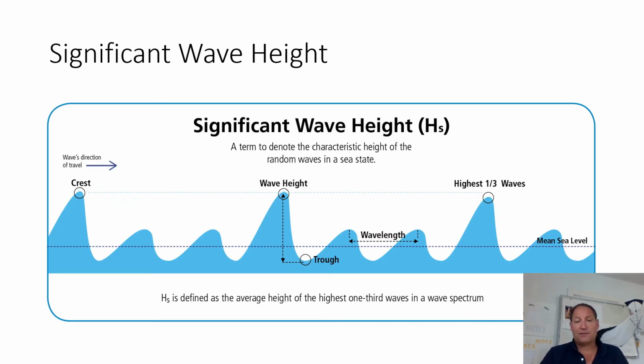Now, waves come in lots of different heights and lots of different shapes, so it's kind of difficult to describe how big a wave is. So statistically, scientists, oceanographers and meteorologists use what's known as significant wave height, H subscript S. It's the average height, the mean height, of the highest third. So you might ignore the short waves, take the highest 33% of the waves, and then work out their average height. And that gives you significant wave height.